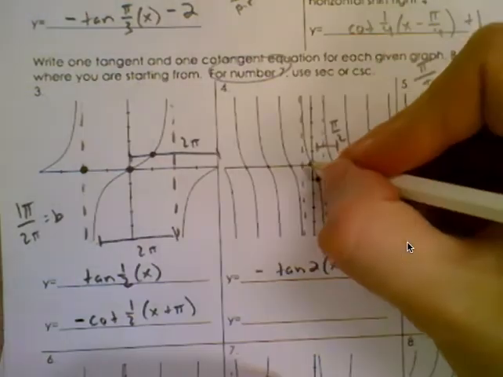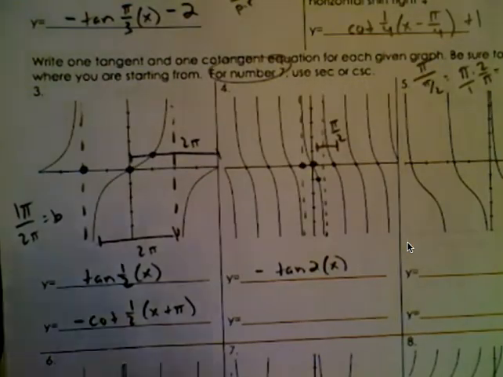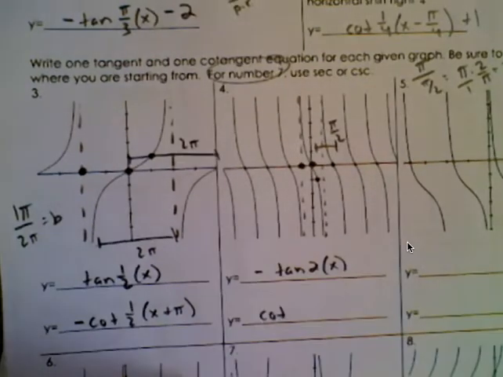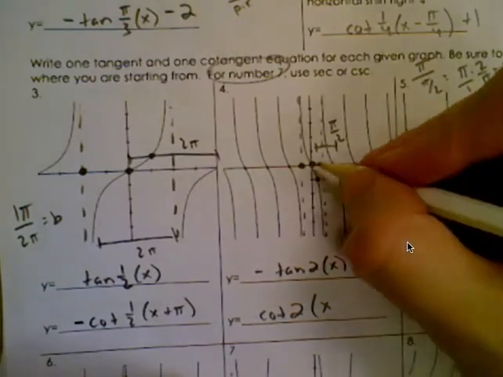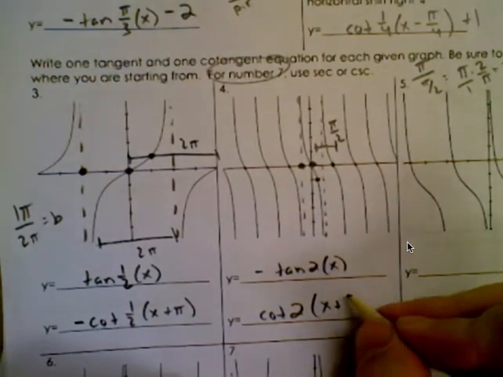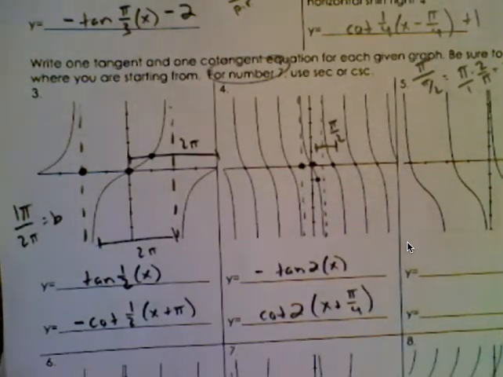So let's do the same thing for cotangent. I'm going to pick a cotangent starting spot, which is on an asymptote. It's going to be a positive cotangent because it's going downward. The b value is the same. It looks to me like that is a shift of pi over 4 to the left. And there's no vertical shift. And that would be our cotangent equation.